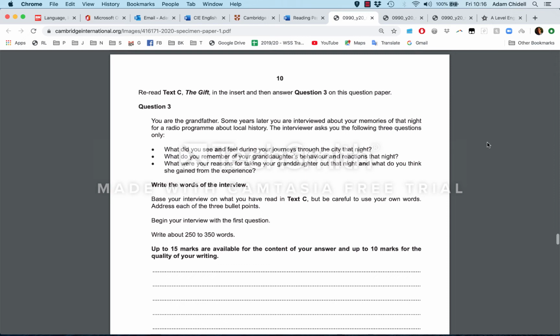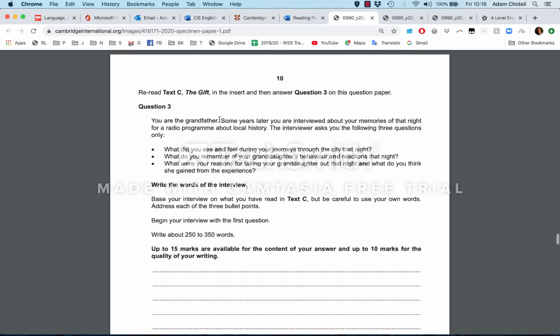Now, you will remember, hopefully, that at the start of this video, I suggested that you bring with you 3 highlighter pens when you do this exam. And this question really is the reason why. I'm going to explain a little bit now about that. So, here's what it says. You are the grandfather. Now, this is very important. This question will ask you to inhabit a character, and so what you are writing is all from the perspective of this character.